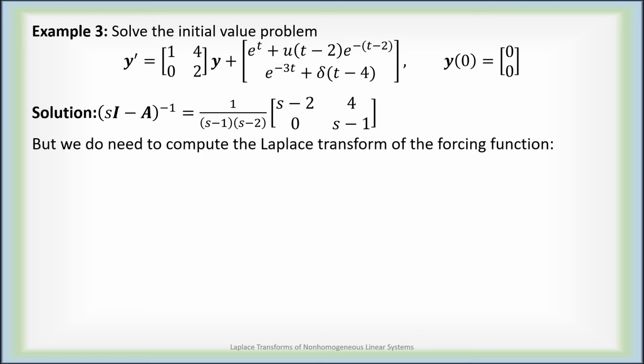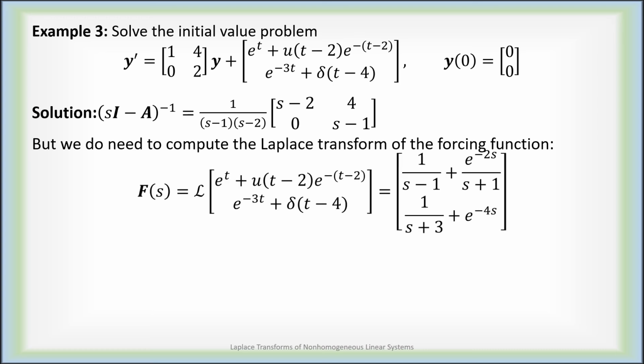We do need to compute the Laplace transform of the forcing function. All right, so going term by term, the Laplace transform of e to the t is 1 over s minus 1. Here, notice what we have is a shift with an appropriately shifted function. So what we end up with is an e to the minus 2s, that comes from the step function, times the Laplace transform of the unshifted version, which would just be e to the minus t. And the Laplace transform of e to the minus t is 1 over 1 plus s. Okay, and the Laplace transform of e to the minus 3t, and the Laplace transform of an impulse function correspondingly. So here is capital F of s, it's this column.